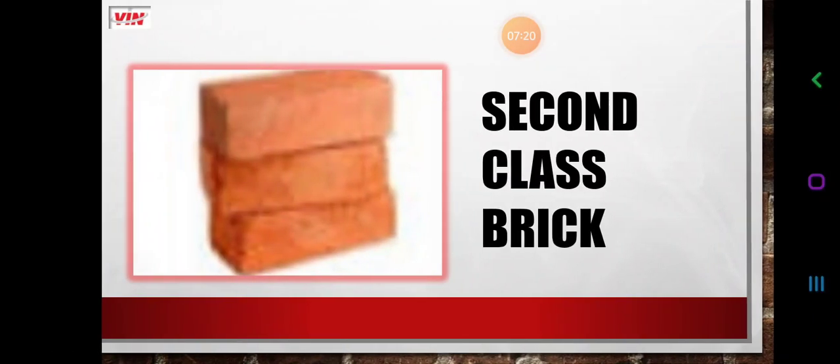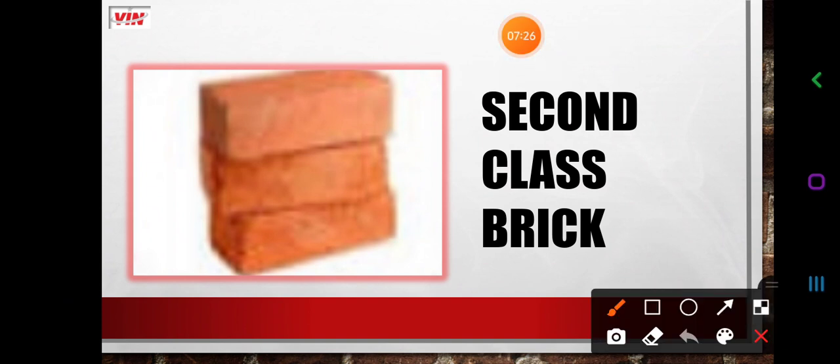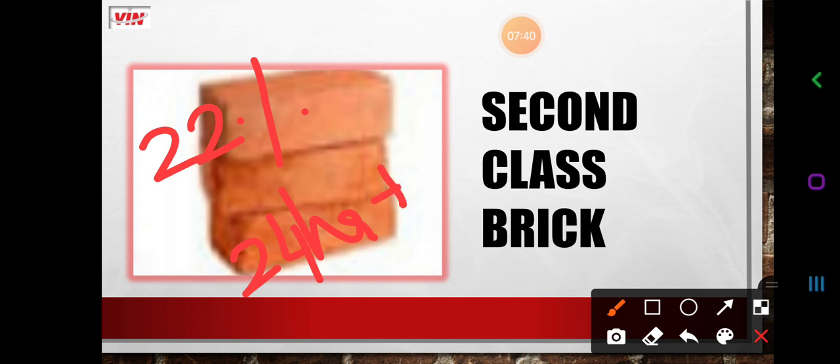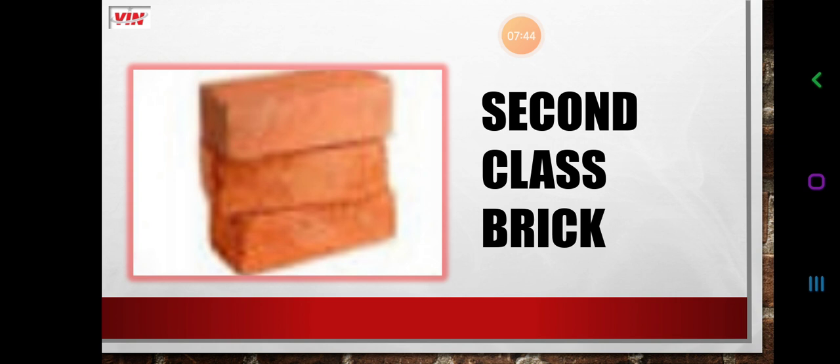Next we move on to second class bricks. These bricks are slightly overburnt, having rough surface and not perfectly rectangular in shape. This brick should not absorb water more than 22% of its own dry weight after being immersed for 24 hours in water. This is called second class bricks.